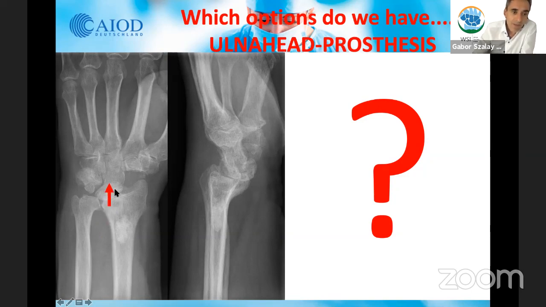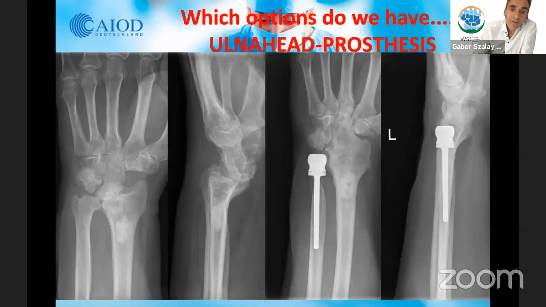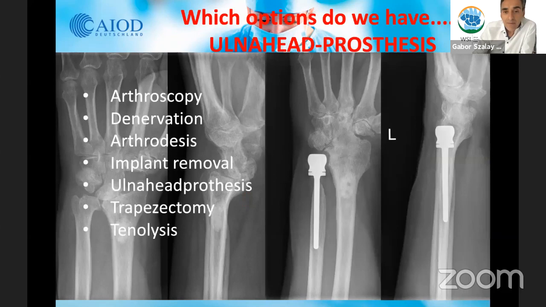You see, perhaps, I don't know if it was completely consolidated. You see a CMC arthrosis, and you see here the subluxation of the carpus to the volar side. The question now here is what to do, in one stage or in several surgeries. So what I did in this special case, I started with the arthroscopy.